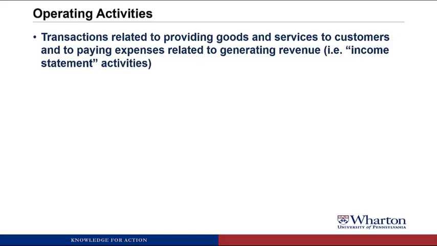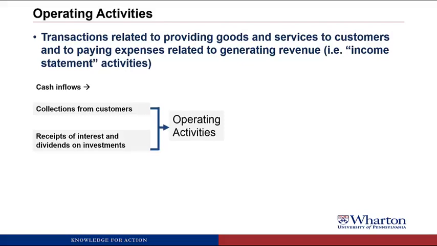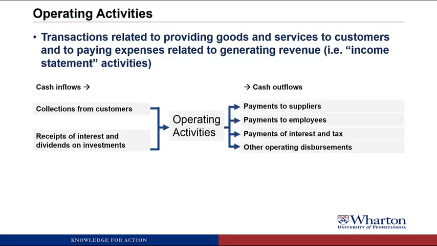So transactions that appear on the income statement, we tend to see their cash impact in the cash from operating activities section. So we'll see cash inflows like collections from customers, but other sources of revenue or positive income like receiving interest or dividends on investment. And we'll see cash outflows like payments to suppliers, payments to employees, payments of interest and tax, other operating disbursements like payments for advertising, legal fees, and other things like that.